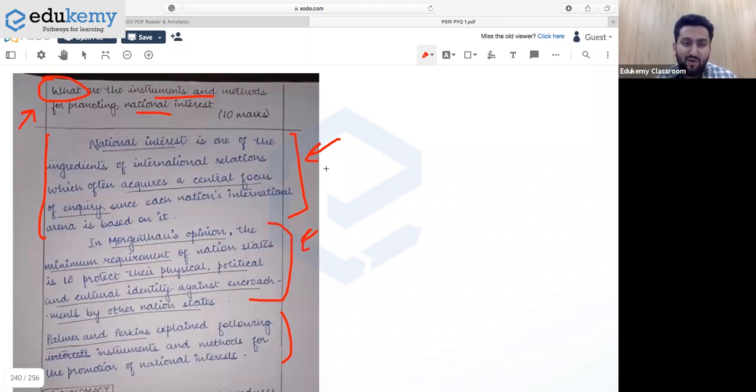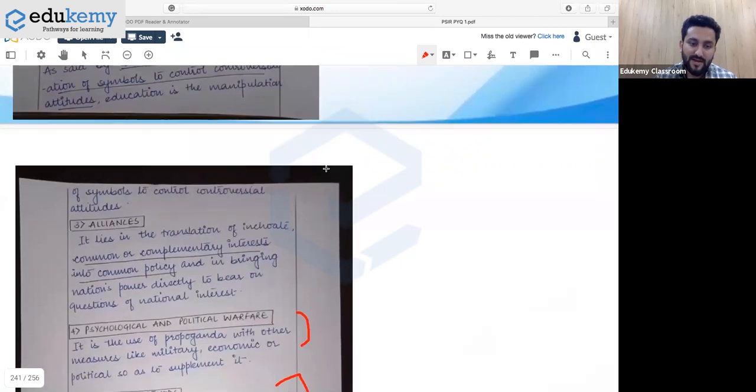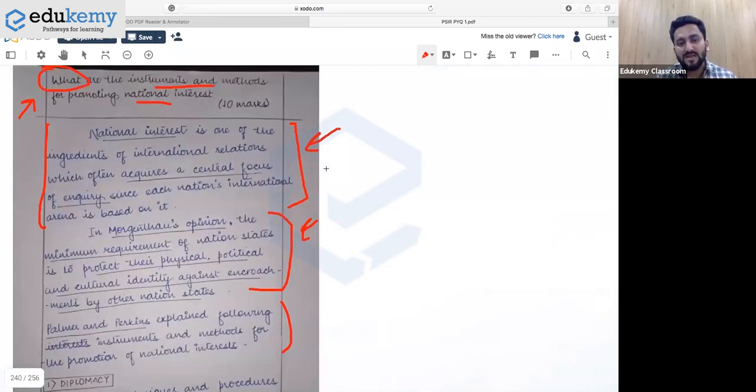But this question is saying what are the instruments and methods for promoting national interest? And many students, what they do, they search, and when they search, they will find an essay, and that essay has a subheading, methods/instruments for promoting national interest, and below it you will find these headings. Okay? That is one essay, and that essay is written by whom? That essay is written by a student who was doing a PhD in international relations, and he had this assignment, and that's how he did his assignment.